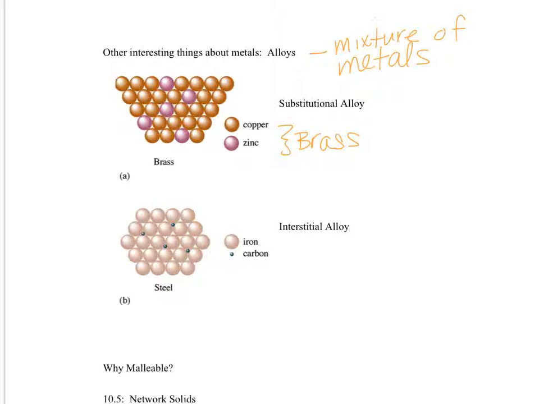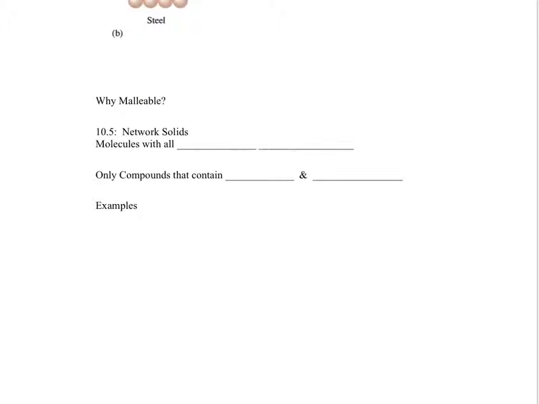The best explanation that I can give you for why alloys become hard and strong like steel is that when you put that carbon in the spaces between the iron, the carbons form directional bonds, and those directional bonds stabilize and make the alloy extremely strong. Okay, so moving on. I said why they were malleable before, and that was because of the spaces in between them. Network solids: molecules with all covalent bonds.